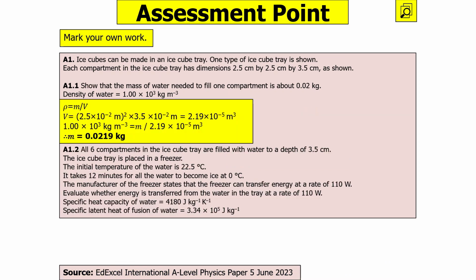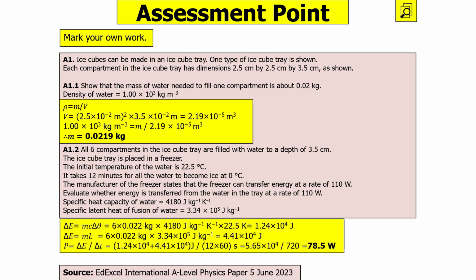In our first question, we would say density is mass over volume. So therefore, we can work volume through to be 2.5 times 10 to the minus 2 squared, times 3.5 times 10 to the minus 2, which is 2.2 times 10 to the minus 5 meters cubed. So therefore, we can then pop that in and say mass is going to equal density times volume. We've got our density, we've got our volume, so our mass is 0.0219 kilograms.